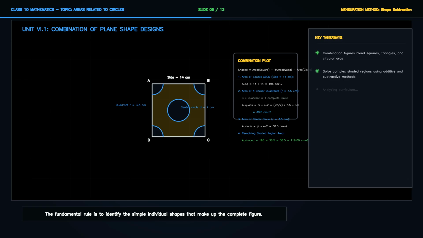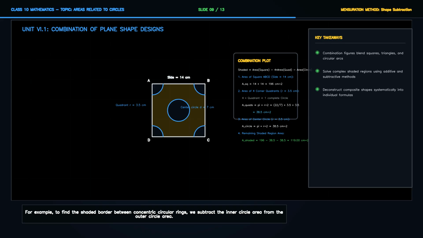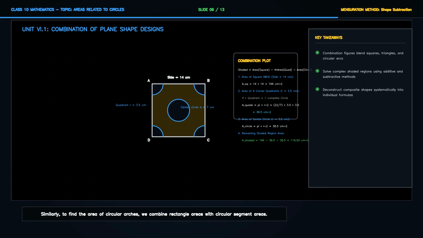The fundamental rule is to identify the simple individual shapes that make up the complete figure. We then use additive or subtractive methods to isolate the desired shaded region. For example, to find the shaded border between concentric circular rings, we subtract the inner circle area from the outer circle area. Similarly, to find the area of circular arches, we combine rectangle areas with circular segment areas. Developing a clear, systematic visual decomposition plan is the secret to solving any complex combination problem.